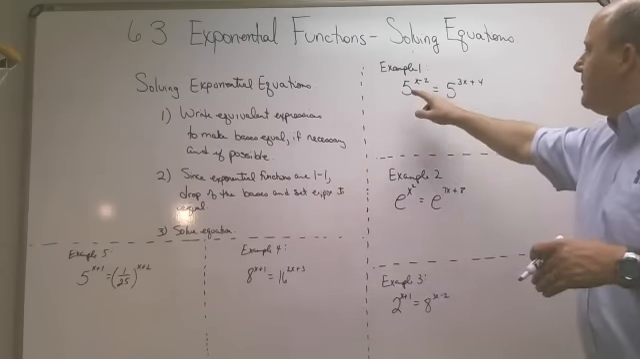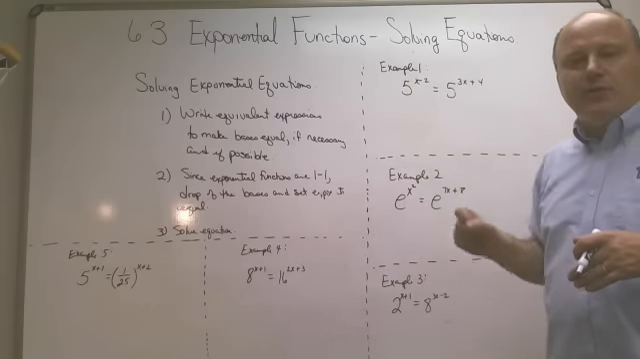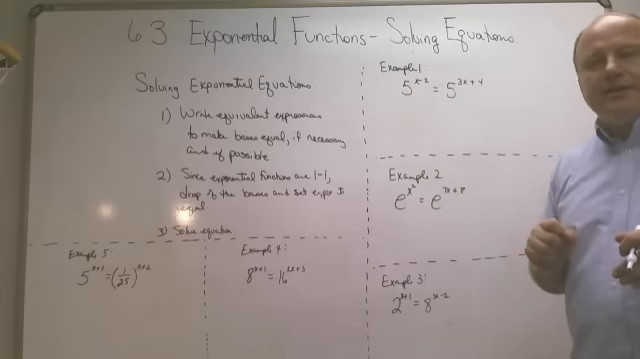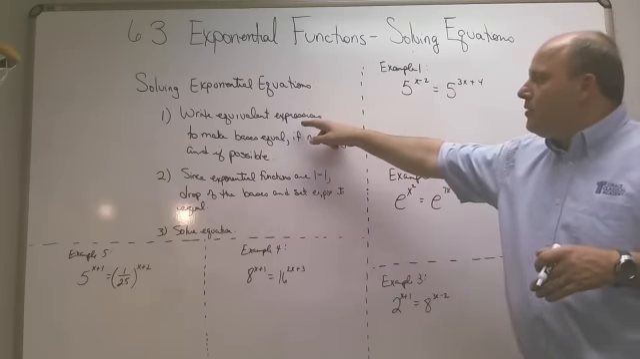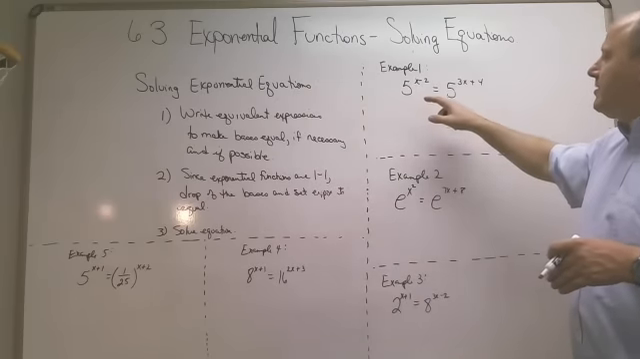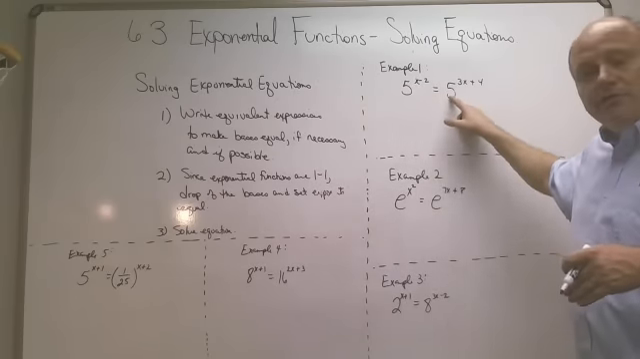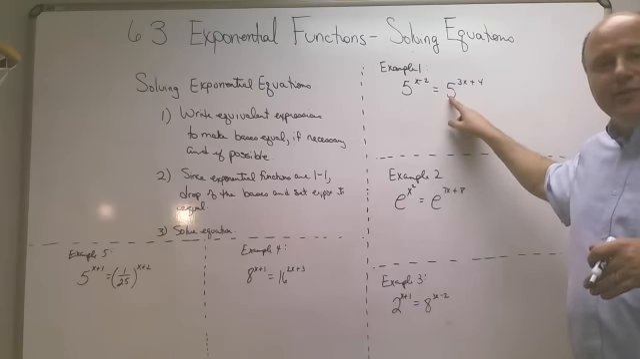So that's what these little step procedures are going to do for us. This is an exponential function, and so is this, finding out where they cross on the Cartesian plane. So we're going to write an equivalent expression to make the bases equal, but they already are. So it won't be necessary to do anything here.